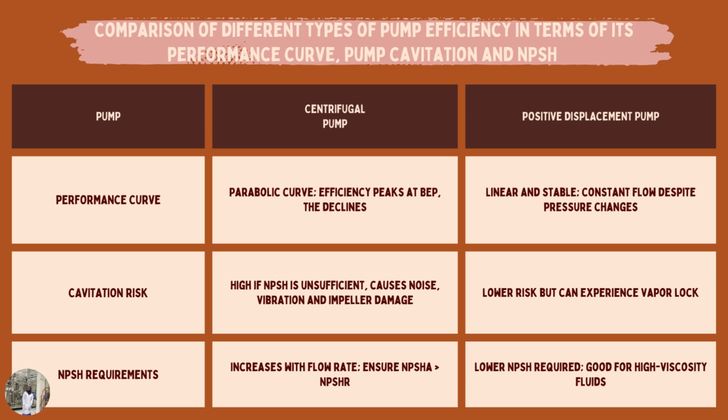vapor lock. Additionally, centrifugal pumps require higher NPSH as flow rate increases, making it essential to design the system so that the available NPSH is greater than the required NPSH. In contrast, positive displacement pumps have lower NPSH requirements, making them ideal for handling high viscosity fluid.